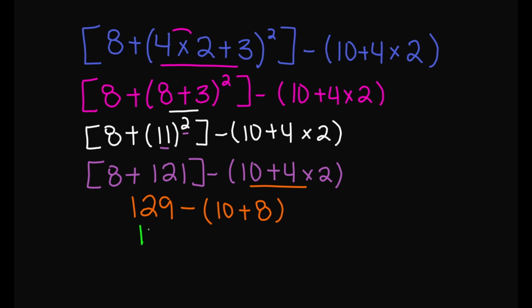And now we have 129 minus 10 plus 8. This is going to be 18. So now we have 129 minus 18. This is going to give us 111 as our answer. So our final answer here is 111.